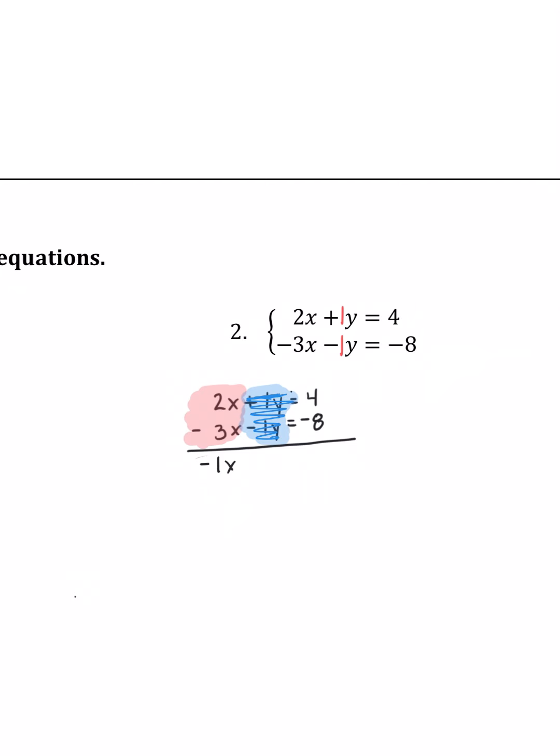Okay, my equals are all lined up, so I'm just going to go ahead and put my equals in. And then 4 minus 8. If I have a positive 4 and I take 8 away, I'm going to get a negative 4. So I have a negative 1x equals negative 4.